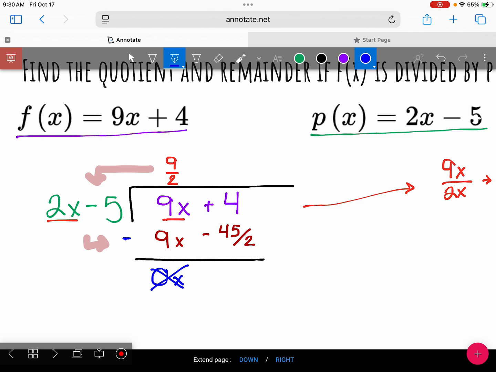Whenever we're doing long division, that first term needs to cancel out. It should always cancel out. Otherwise, we're going to wind up with our remainder having that same degree, and we wanted it to have a smaller degree.